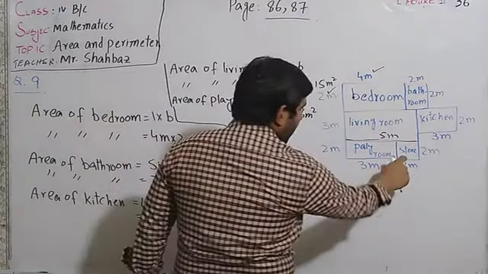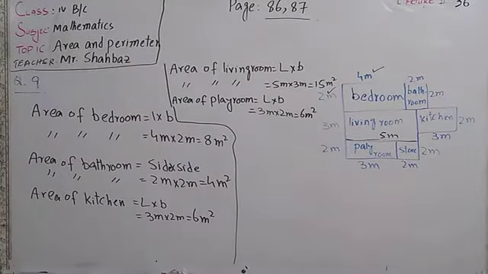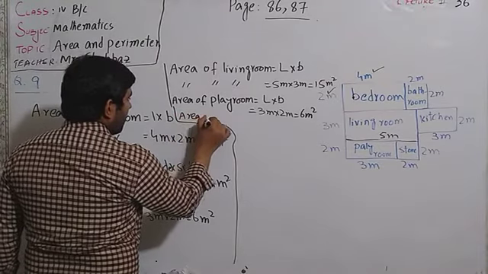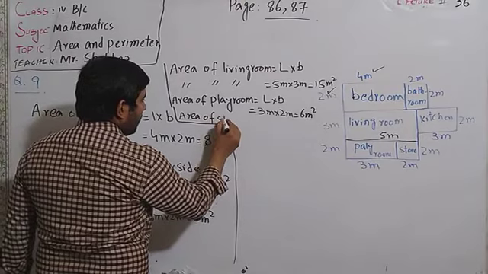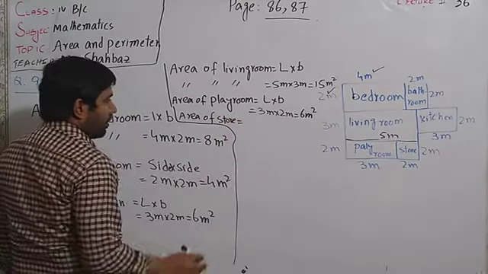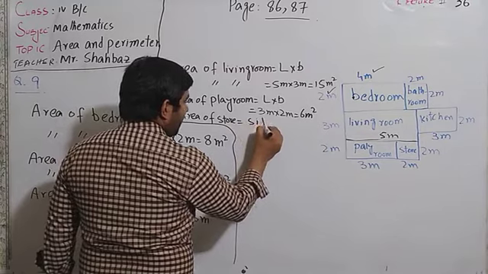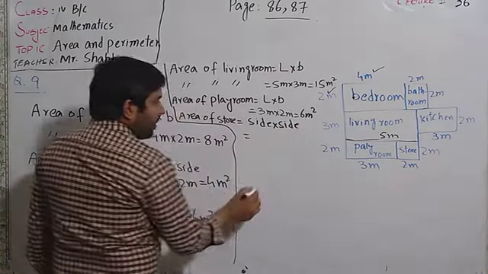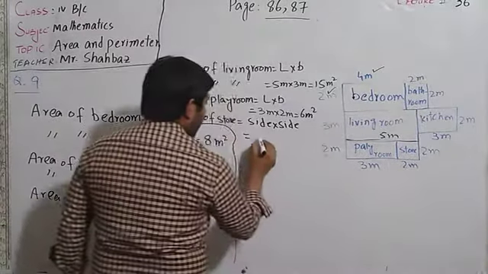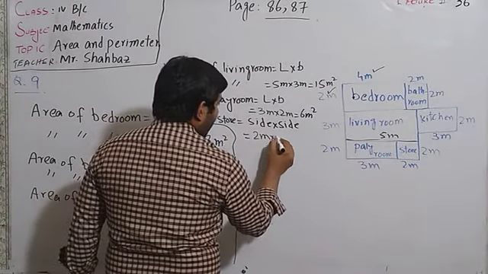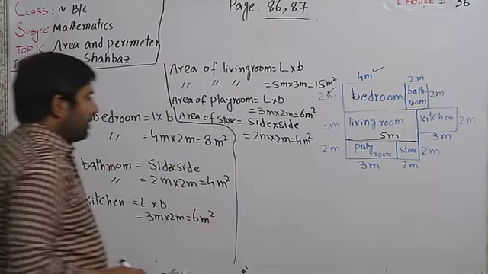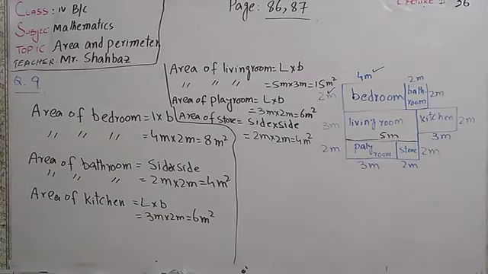And the last one is store. Store is also square shape. Area of store is equal to side multiplied by side. So one side is 2 meter, other is also 2 meter. So 2 meter multiplied by 2 meter will be 4 meter square. So I found the areas of 6 rooms.